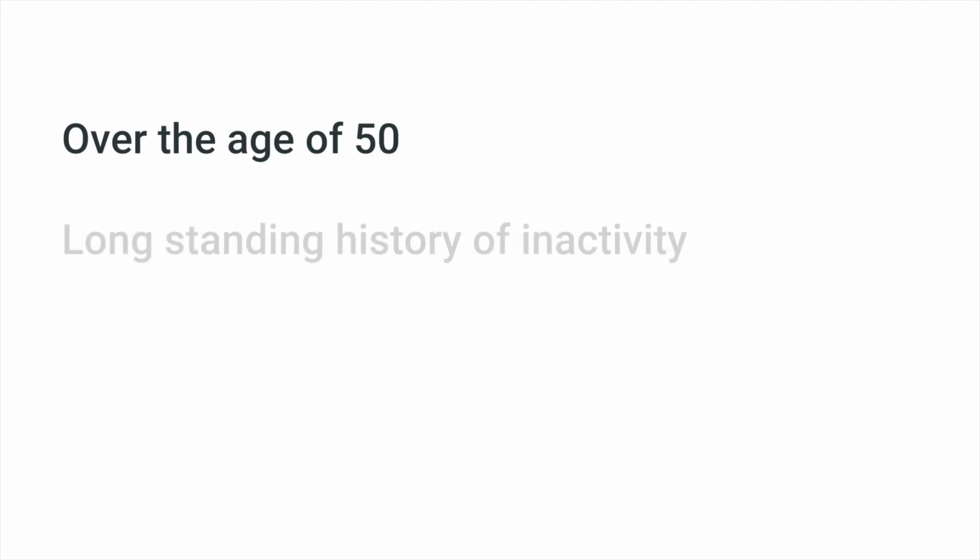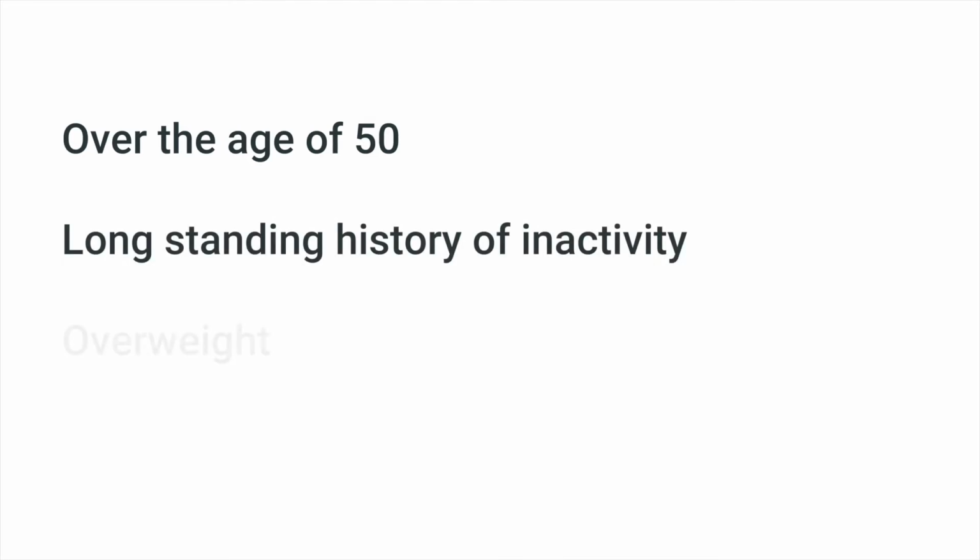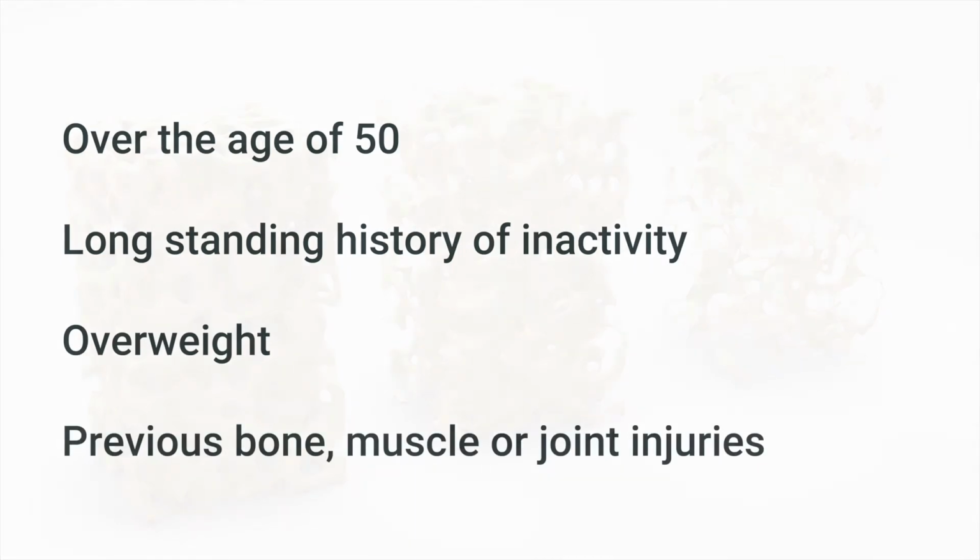There are a number of different factors that can increase the risk of developing one of these conditions. Arthritis, osteoporosis, and musculoskeletal injuries all share common risk factors, including being over the age of 50, having a long-standing history of inactivity, being overweight, or having a previous bone, muscle, or joint injury.